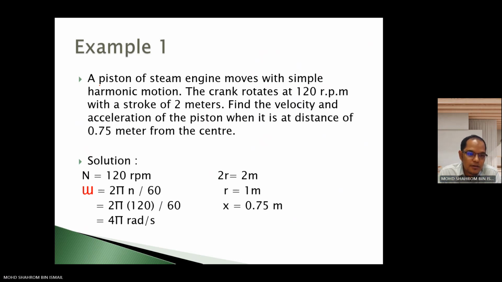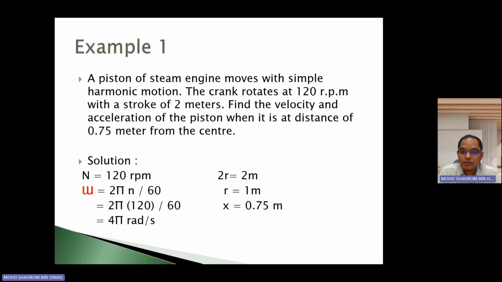It shows here a piston of a steam engine. A piston of a steam engine moves with simple harmonic motion. The crank rotates at 120 RPM, rotations per minute, that is what RPM means. 120 rotations per minute with a stroke of 2 meters. Find the velocity and acceleration of the piston when it is at a distance of 0.75 meter from the center.